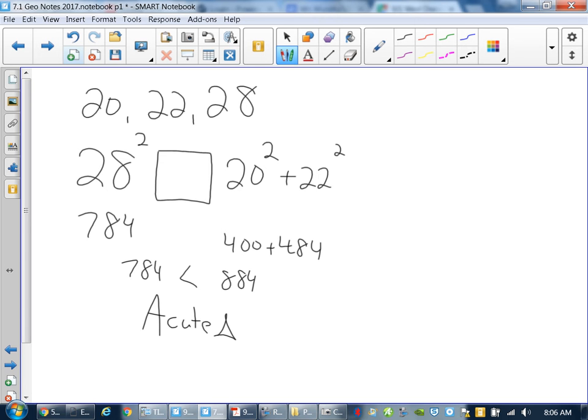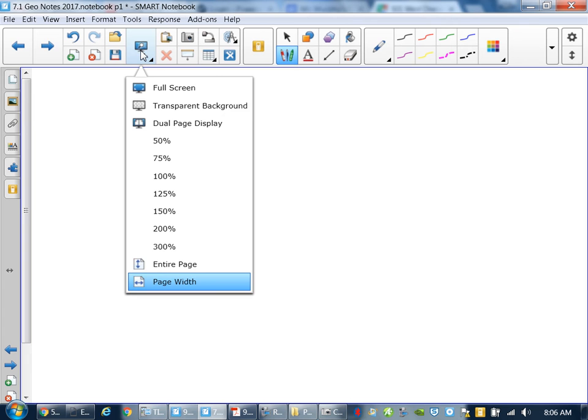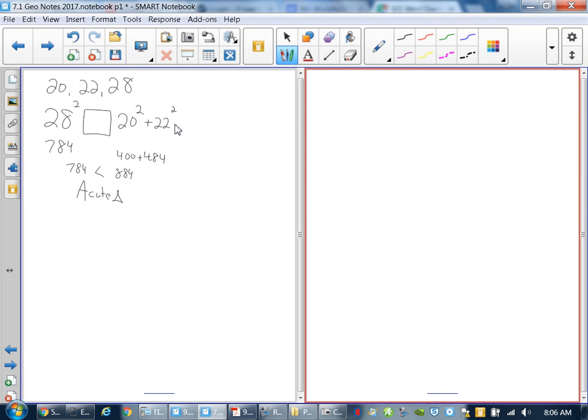Now, what happens if your side lengths have... can I go to another one? No. I'm going to. If they're equal, then it'll be a right triangle.